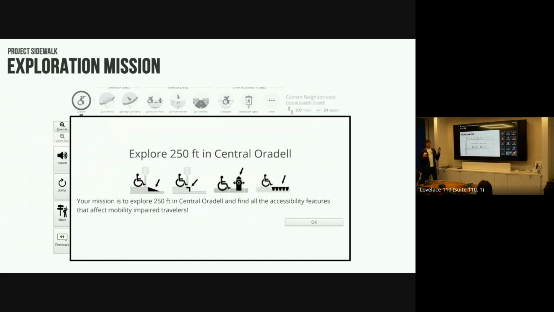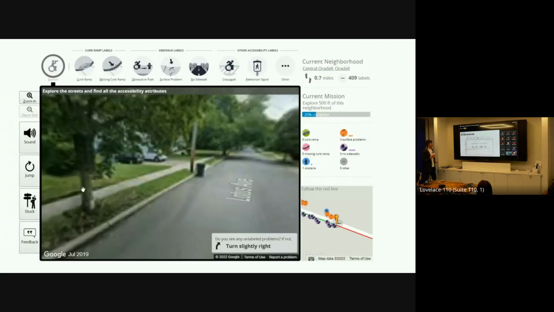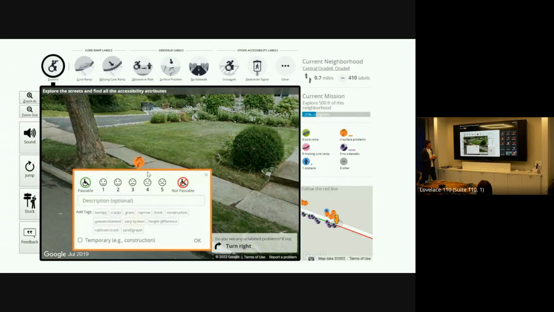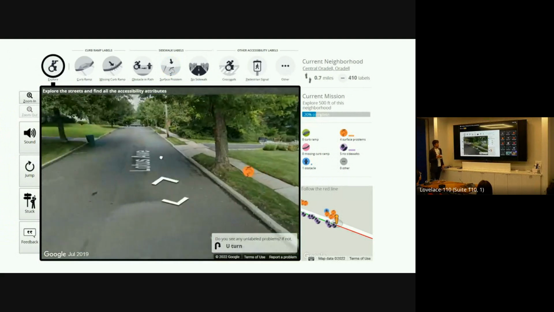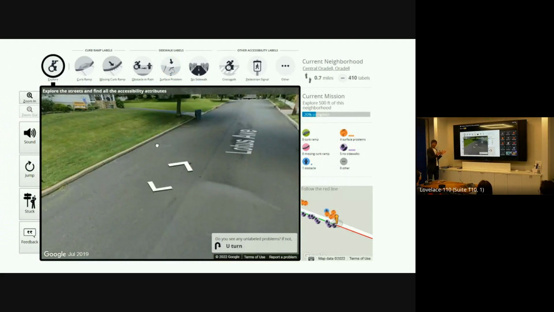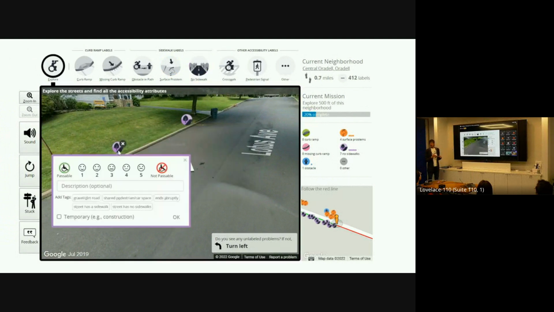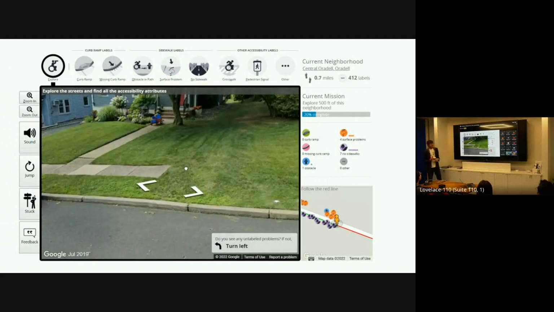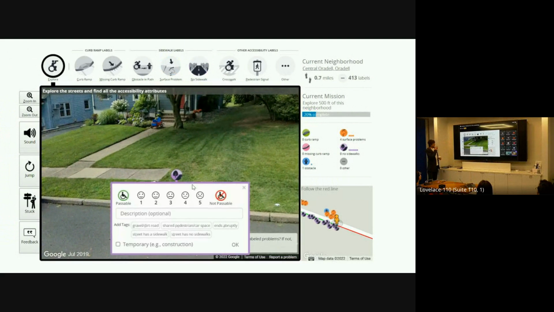And then we give you your first mission, which is intended to be short. And you can complete it in roughly another 4 minutes. And this is what it looks like. So here, someone's evaluating Oradell, New Jersey. And they have clearly a surface problem, so they're marking it as such. And then they turn around and look over on the other side and see a lack of sidewalks. And now they're labeling missing sidewalk. Here we have the abruptly ending sidewalk, right? And so they'll label it with that.